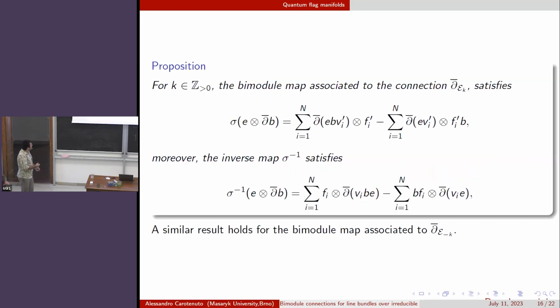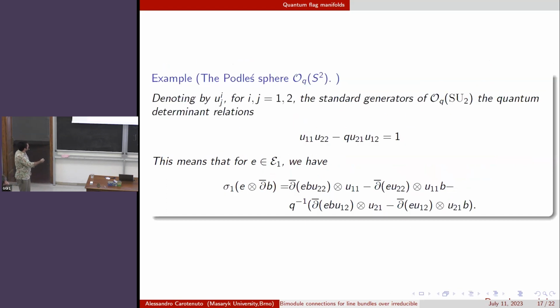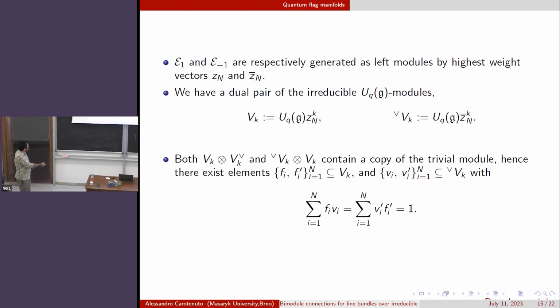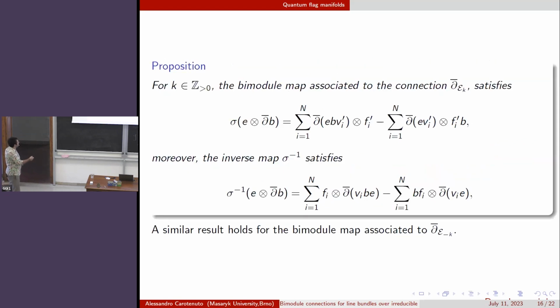Then what we can do concretely is to take the definition of the bimodule map sigma and basically multiply by 1, which means we plug in these elements that we have found. And we have this presentation of the bimodule map, which as it is now doesn't look particularly interesting.